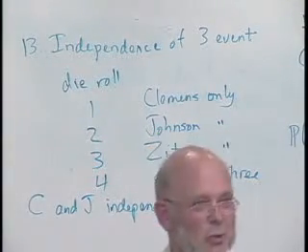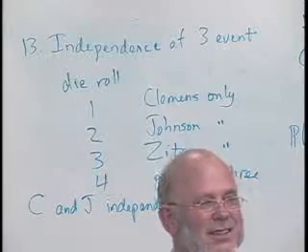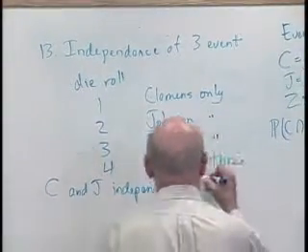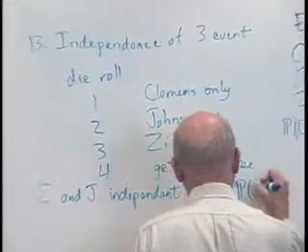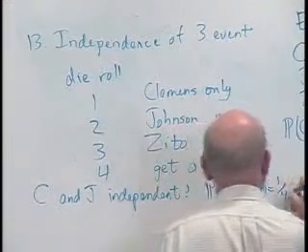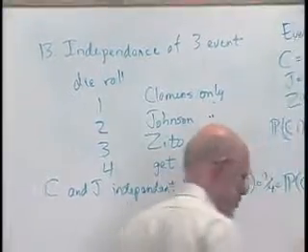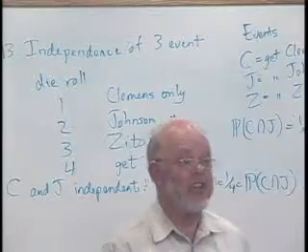Opinions? Yes. Why, Dana? You multiply P of C times P of J, 1/2 times 1/2, and that's a 4th. Yep. So P of C times P of J equals 1/4, which is P of C intersect J. So these two events satisfy the definition of independence.